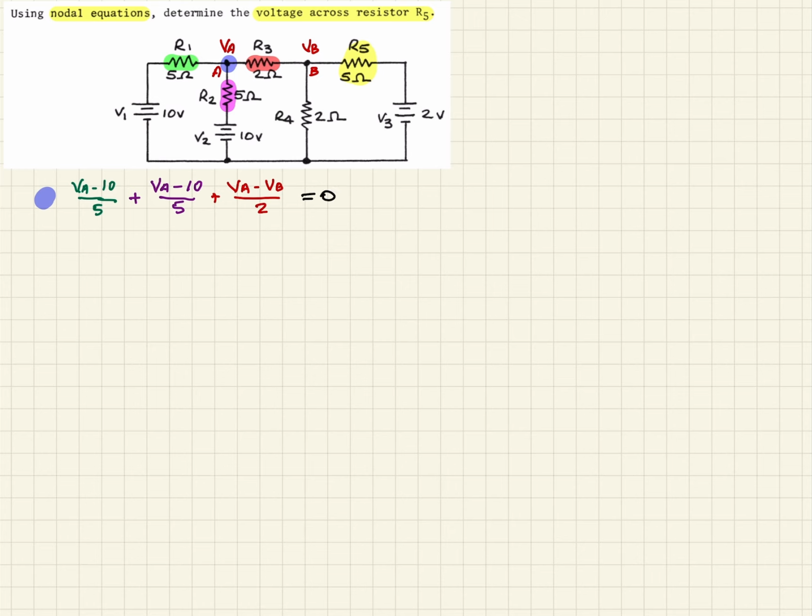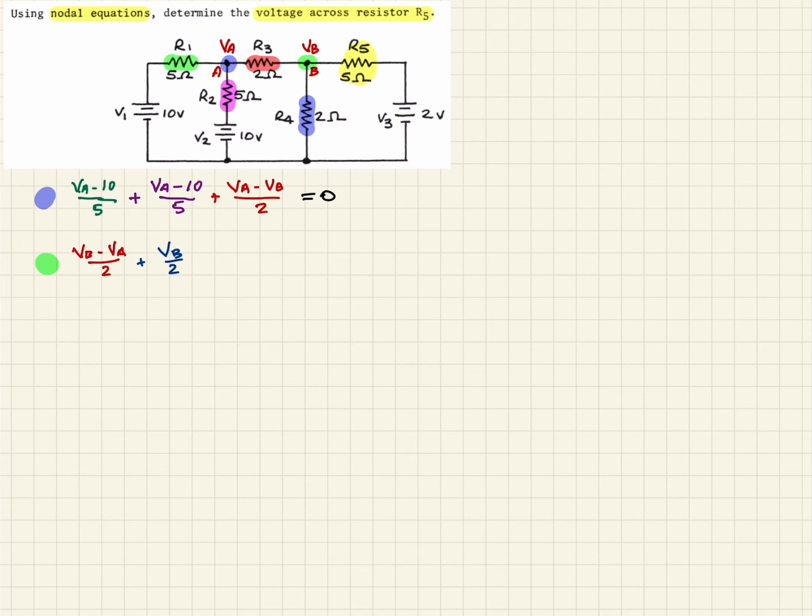Next, we want to go over to node B, which we're designating here as green, and start writing the current equations going in and out of there. The first one is the red, so we'll do that. The difference in the voltage is VB minus VA, over R3, which is 2. Next, we see this resistor here, and that one's just going to be VB over 2, because that one goes to ground, or our reference node.